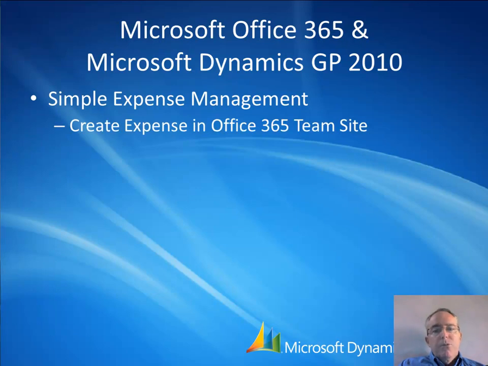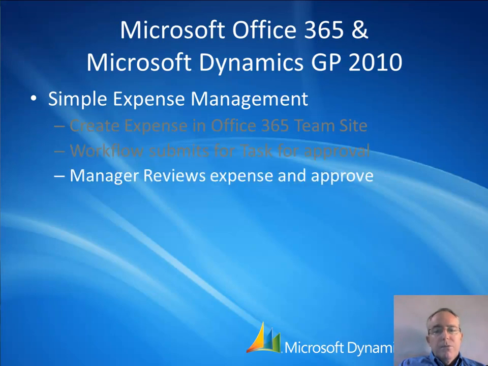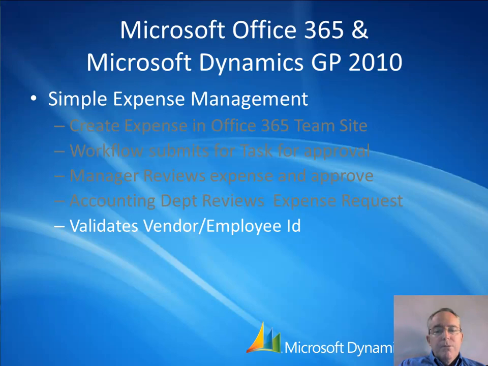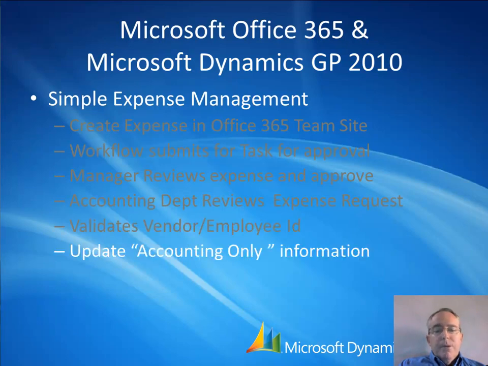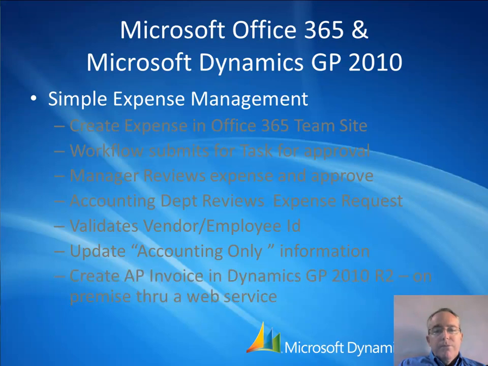What we did is we created an expense report on the Office 365 team site, and then we used workflow to submit that for an approval process. The manager reviewed that and then approved that, and then the accounting department as well reviewed it and approved it. They validated some information around the vendor and the employee ID, and then they updated some of the accounting information, which sent a record over to Dynamics GP. And then once the record was over there, we created an AP invoice on-premise through a web service.